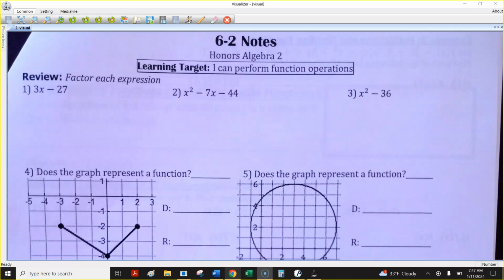So I've got 3x minus 27. If I said let's try and factor that, can anybody just raise your hand and tell me, like, how would you factor that? Or what could I do to factor that? Eli, what do you think? Pull out the 3. Okay, so what would you write as your answer?